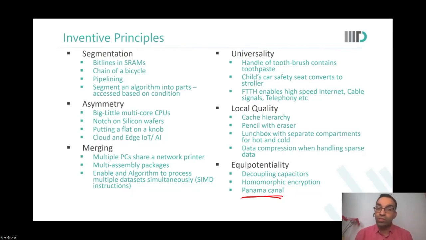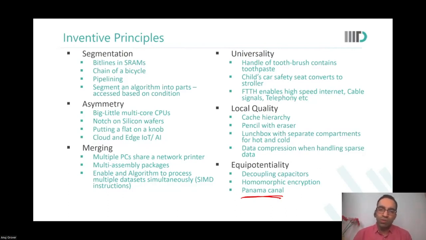Merging, load sharing facility or supercomputers. How are supercomputers made? A lot of small computing elements are brought together, they share the workload, and they have supercomputing power. Universality. One thing takes care of many other functions. For example, fiber to the home enables high-speed internet, can also carry telephone signals, can also carry cable signals and everything. So in Delhi, many of you might already be using FTTH, and that is universality. One thing, but does many functions.